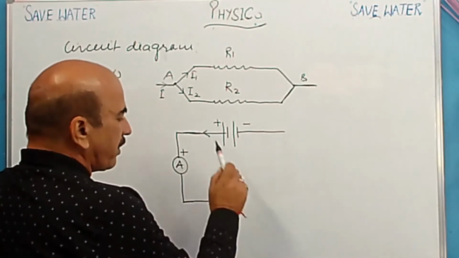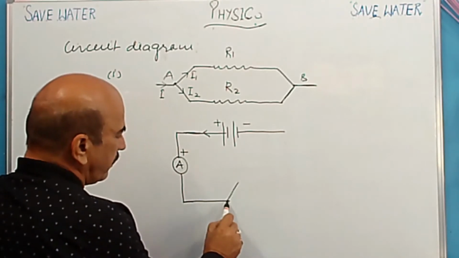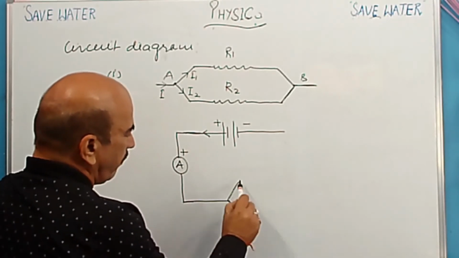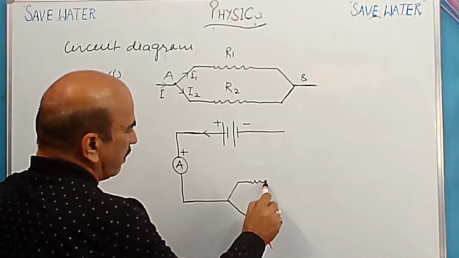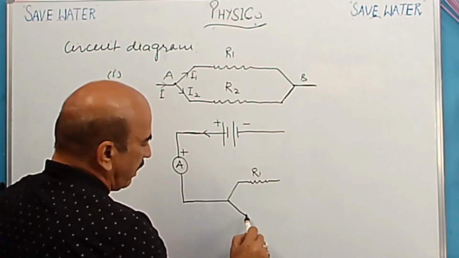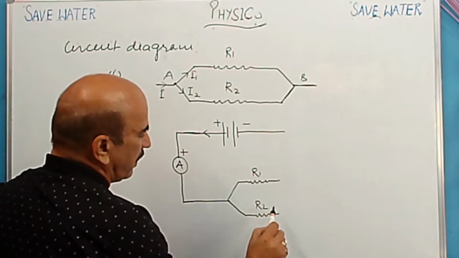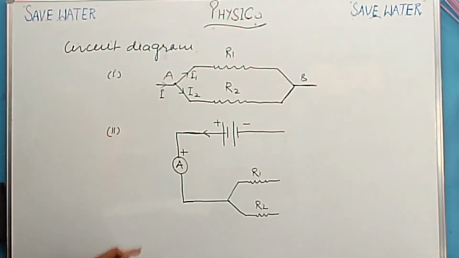ओके, रेजिस्टर्स को हम यहां पर लगाएंगे. तो एक हमारा रेजिस्टर देखिए ये आएगा एंड सेकंड रेजिस्टर इज दिस. तो हियर इट इज R1, सेम, एंड हियर इट इज R2. यस, तो अमीटर हो गया.